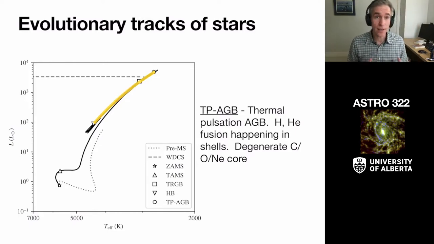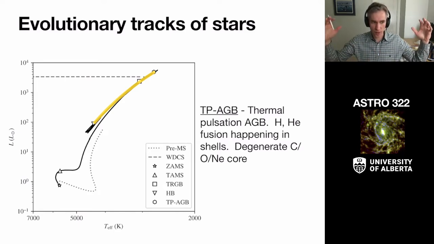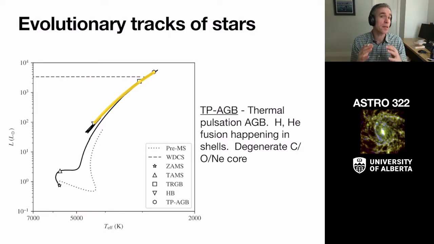This fusion is a little unstable, and so as you get up towards the top, it starts happening in cycles where the star will contract a little bit, the fusion will jump up, it'll blow off layers of the star, and it will undergo what's called thermal pulsation. So this is often called the TPAGB. So thermal pulsation, asymptotic giant branch.